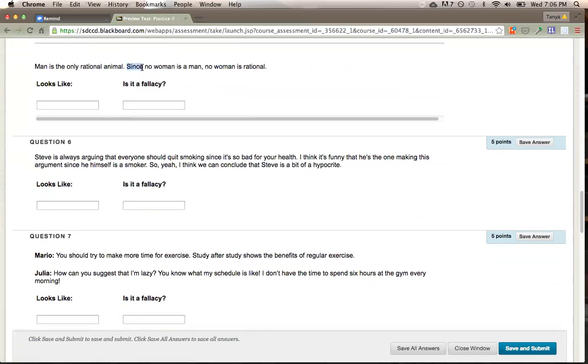Since is a reason marker. So my reason is no woman is a man. So the conclusion is either man is the only rational animal or no woman is rational. Which one is the conclusion? It's this one. Okay, so premise, man is the only rational animal. No woman is a man. Therefore, no woman is rational. What could have gone wrong here? It does seem like there's a trick. Do you see any patterns?